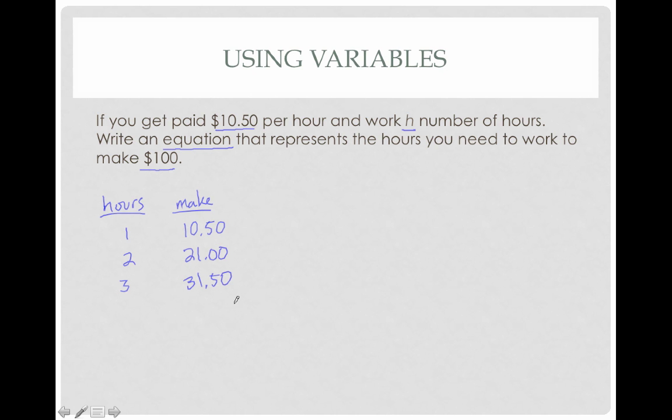And we can quickly see that depending on however many hours I work, H number of hours, I take $10.50 and we multiply it by H. So that's going to help me put together the equation now. If this is how much money I make, I want to know, when do I make $100? So $10.50 an hour for number of hours H, there's my variable. When do I have $100? There's an equation, there's an equal sign that represents this problem now.